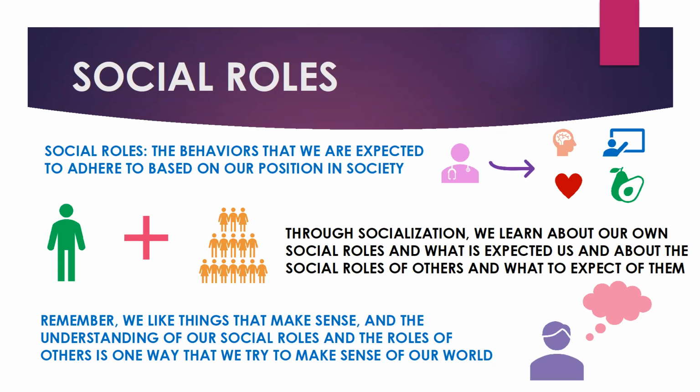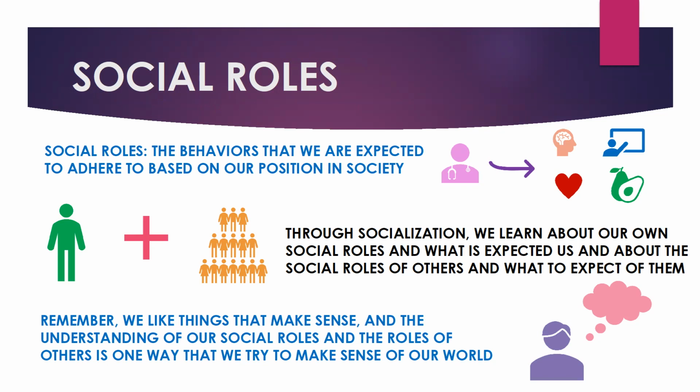So switching gears a little bit here, let's talk about social roles. Social roles are the behaviors that we're expected to adhere to based on our position in society. So over here, I've got an illustration of somebody who's in medicine, right? From somebody who's in medicine, we expect them to be smart, relatively intelligent. We expect them to be able to communicate well and to teach us what's going on with our body. We expect them to be healthy, and we expect them to care a lot. Are all those things always true of every medical professional? No, but it just kind of gives us a blueprint for what we think we can expect, right?